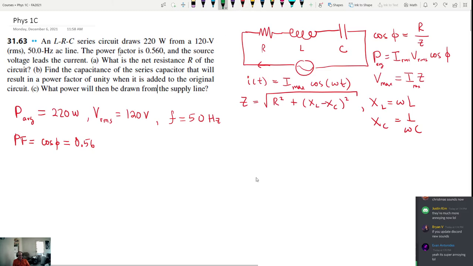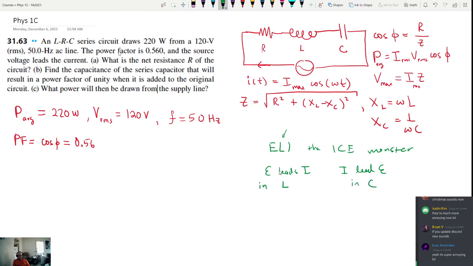Now, something that I didn't teach you last time, but now that we know all the things that we know, there's a mnemonic device: ELI the ICE man. It's the way that I remember it, at least. The way this mnemonic works is that in a circuit that is primarily inductive, E leads I, or the voltage leads the current. For a circuit in which it's more capacitive than inductive, the current is going to lead the EMF, when the capacitance is bigger. So pretty much this one refers to when XL is greater than XC, and this refers to when XC is greater than XL. So we say it's inductive L, so ELI, E leads I.